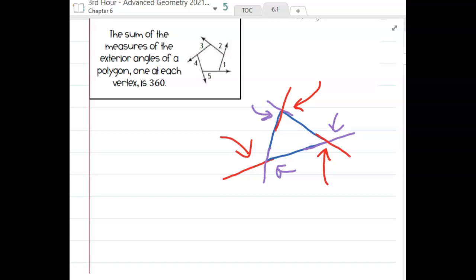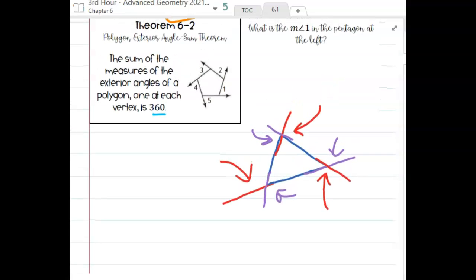It has 5 angles, so it turns out it has 5 exterior angles. If you add all 5 of these angles together, it is going to equal 360. And it doesn't matter that it's a pentagon. The same thing is going to happen for a square. If you look at the exterior angles of a square and add all 4 of those exterior angles, you're going to get 360. If you did that with a triangle, it would be the same thing. If you did it with a 10-sided figure, it would be the same thing. For any polygon, the sum of the exterior angles is going to be 360.